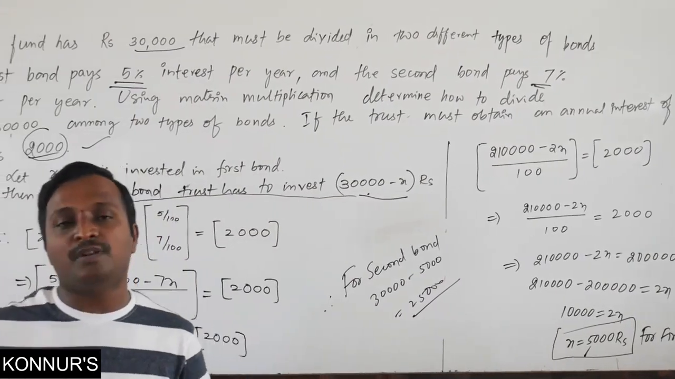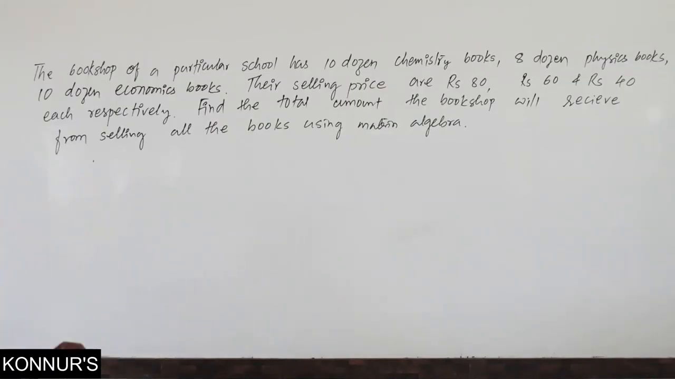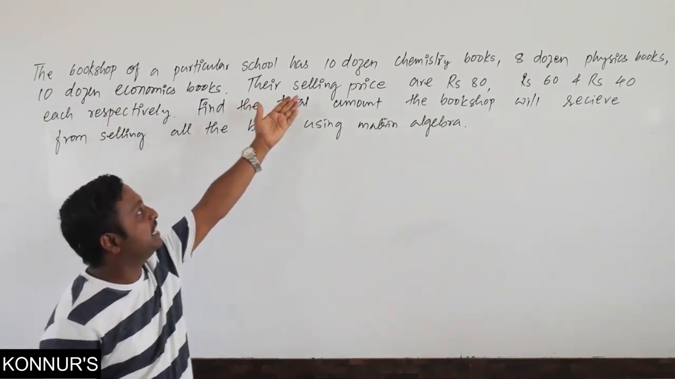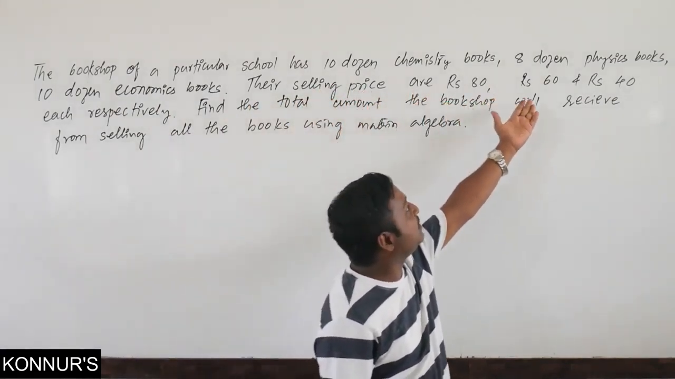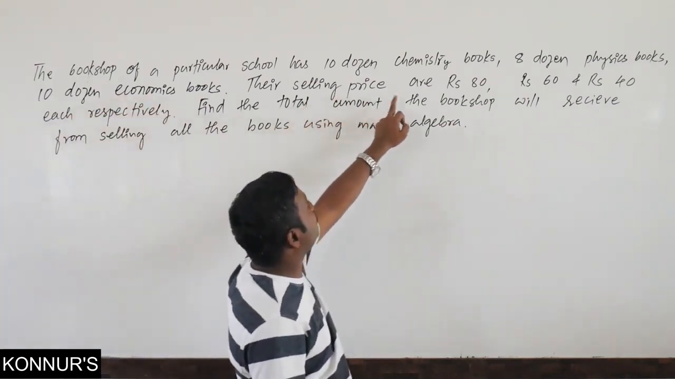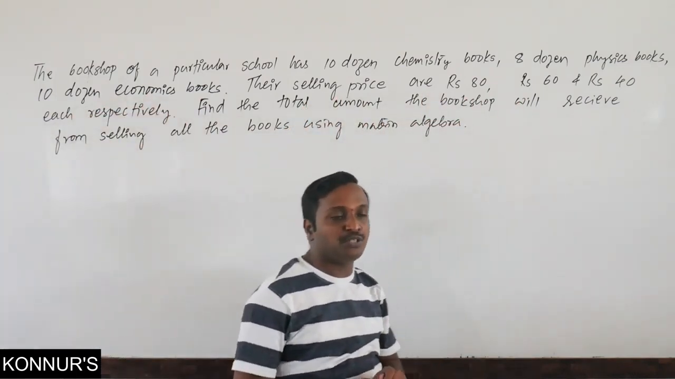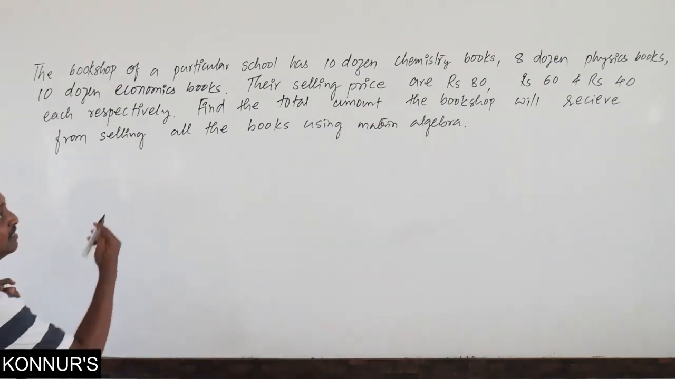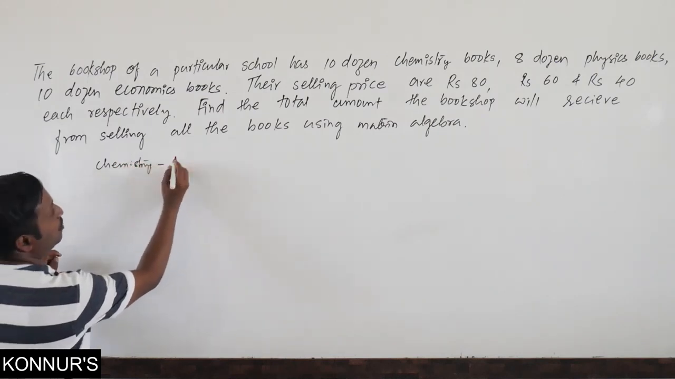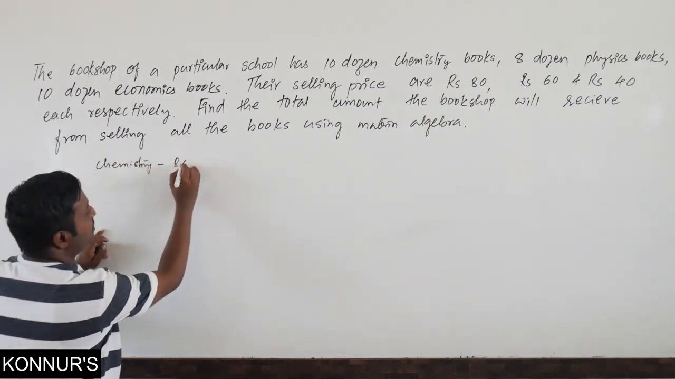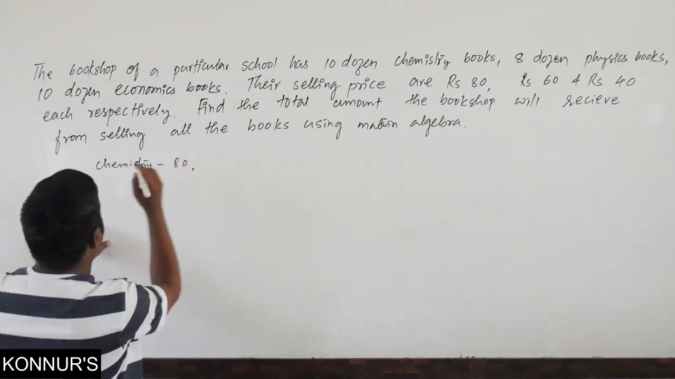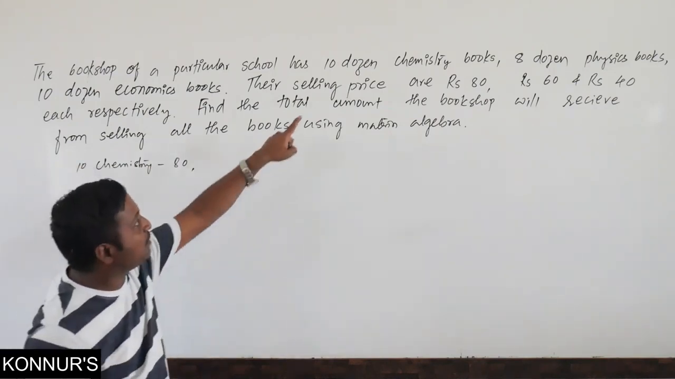Similar questions we will see now. Okay, see here, next question. The bookshop of a particular school has 10 dozen chemistry books, 8 dozen physics books, 10 dozen economics books. Their selling prices are rupees 80, rupees 60, rupees 40 respectively. That means for one dozen chemistry books, the selling price is rupees 80, and 10 dozen chemistry books, okay?